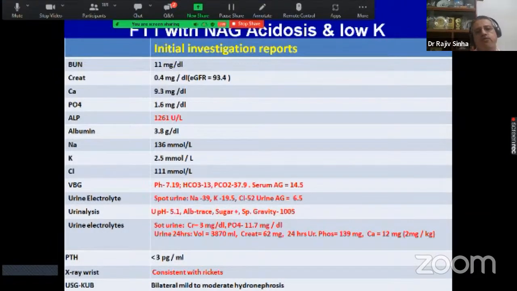So we now go back to those cases. What we have realized is that in all these three or four cases, case one, case two, and then the third, we are dealing with a normal anion gap metabolic acidosis. The first two are hypokalemic, the last is hyperkalemic, and what we need further is some urine biochemistry and the urine pH. So that's what was done.